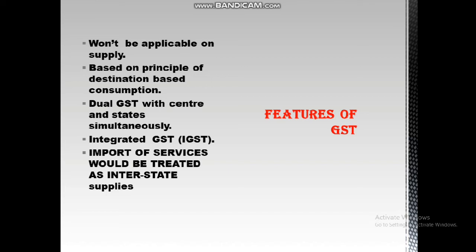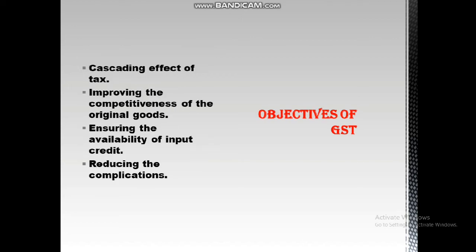GST on 5 specified petroleum products like crude, petrol, diesel, ATF and natural gas would be applicable from a date to be recommended by the GSTC. Tobacco and tobacco products would be subject to GST. In addition, the Centre would continue to levy central excise duty. And next we'll see the objectives of GST.